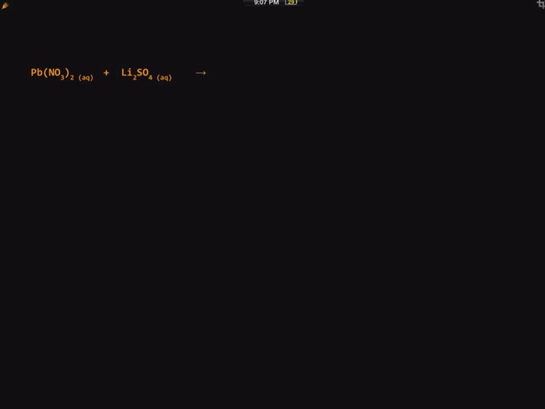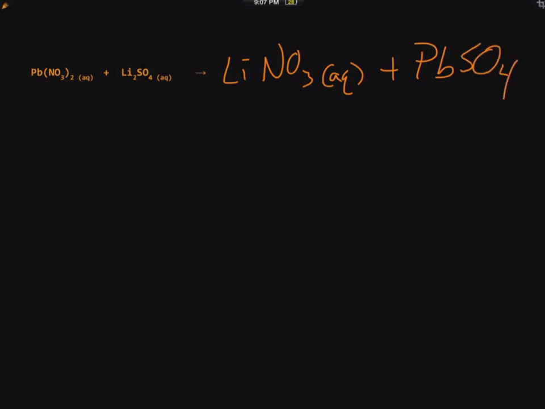Lead nitrate and lithium sulfate. So we're gonna have lithium nitrate. That will be aqueous. Again, it's an alkali metal salt. Also, nitrate salts are pretty much always soluble, which means we just have to look at the lead and the sulfate. And in this case, they're both 2 charge ions, +2 and -2, so they go in a 1-to-1 ratio.